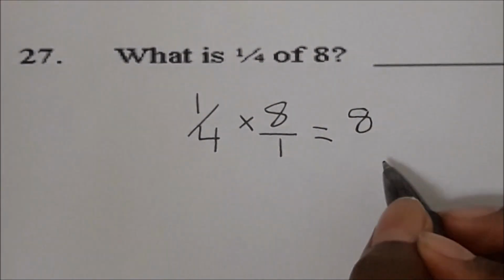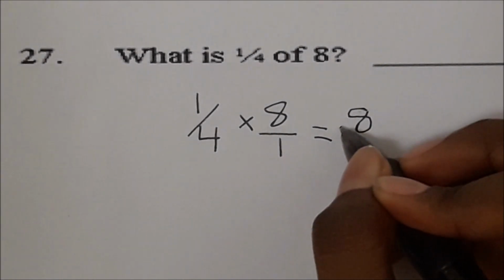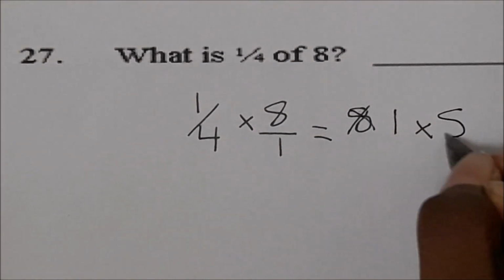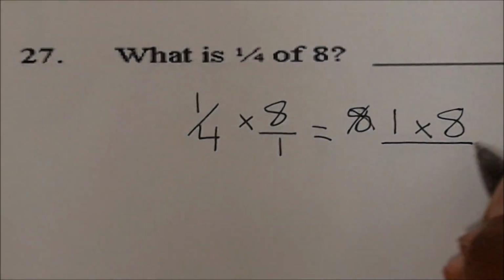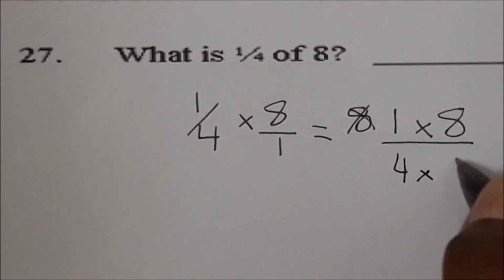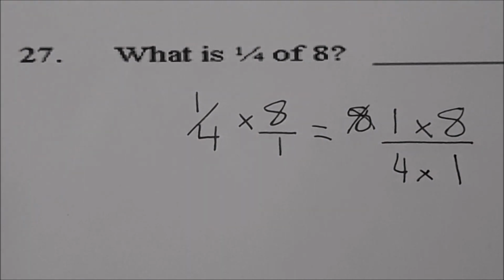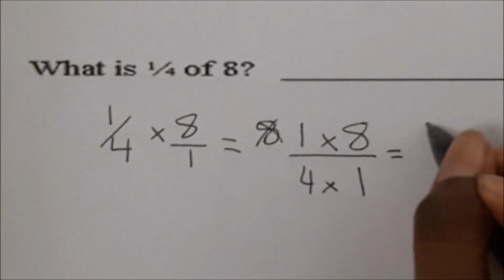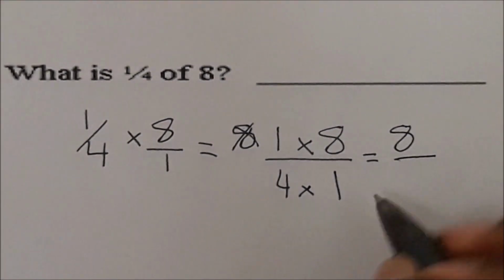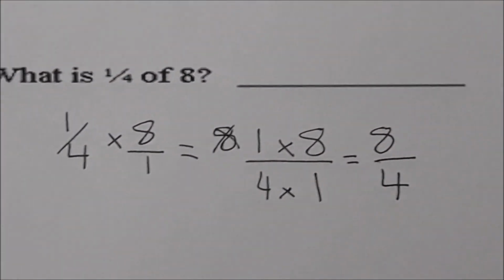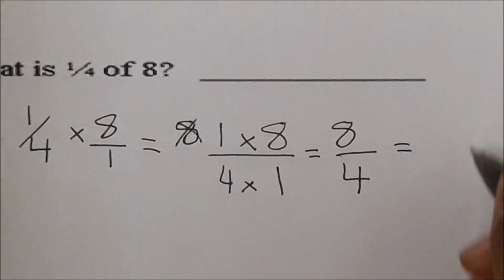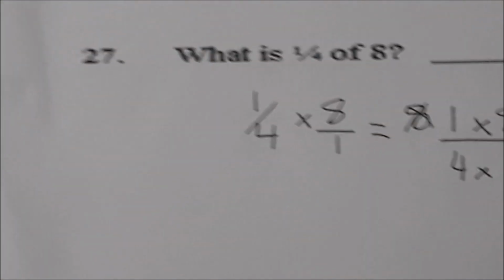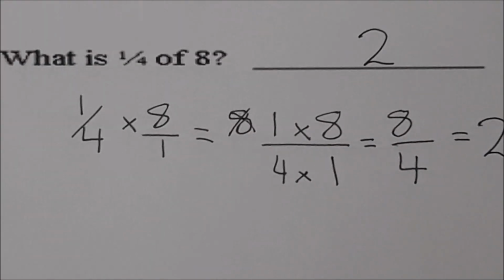Write it 1 times 8. Don't write 8, I don't want an answer. Just put a line through it. Okay, put 1 times 8 all over 4 times 1. That's what I want you to show, where you're getting the answers from. Equal to the back. 1 times 8 is 8. And 4 times 1 is 4. Equal. 4 into 8 is 2. 2/1 is 2. Very good. So a quarter of 8 is 2. And that's how you work it.